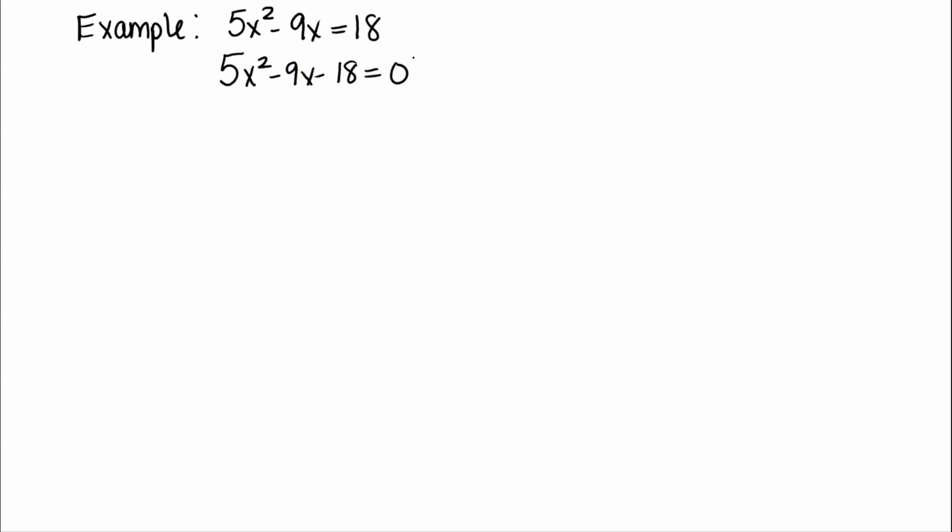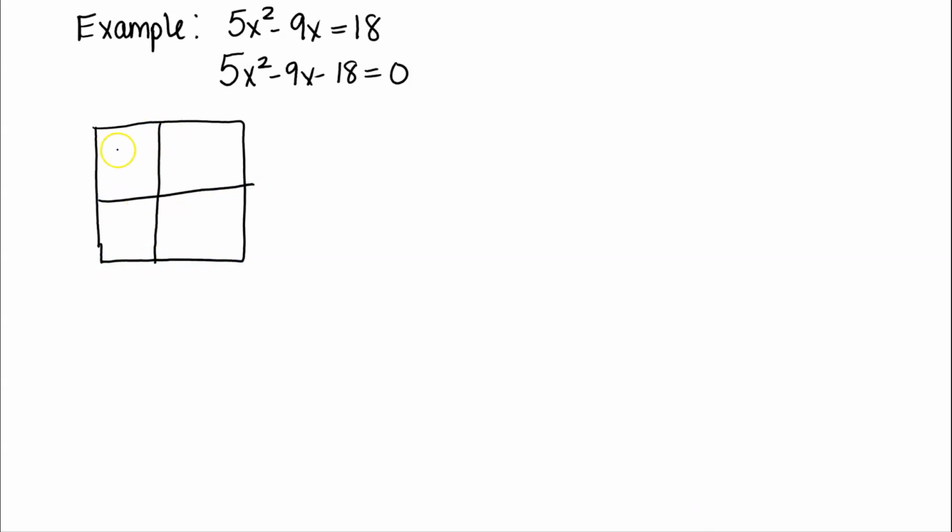The next thing was to divide by a GCF if possible. There is nothing that 5, 9, and 18 all have in common, so I don't have that to work with. So the next one would be to set up my box. So again, I know my 5x squared is going to go up here, my negative 18 here. So now I need to know how to divide my 9 or divide my x's at this point. So this is where I go into my x method.